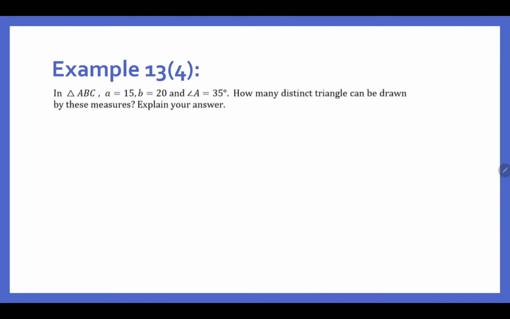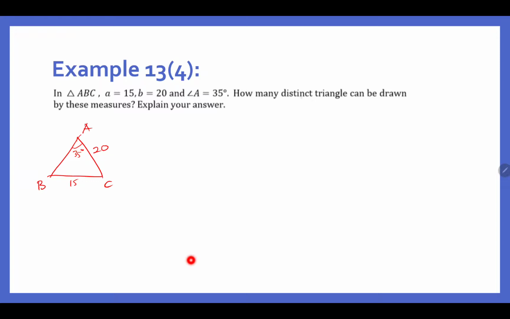Question 4, number 4. In triangle ABC, a equals 15. So a is right here. It is on the opposite side of angle A. So 15 is here. b equals 20. So b is right here. And angle A is 35. How many distinct triangles can be drawn by this measure? Explain your answer.